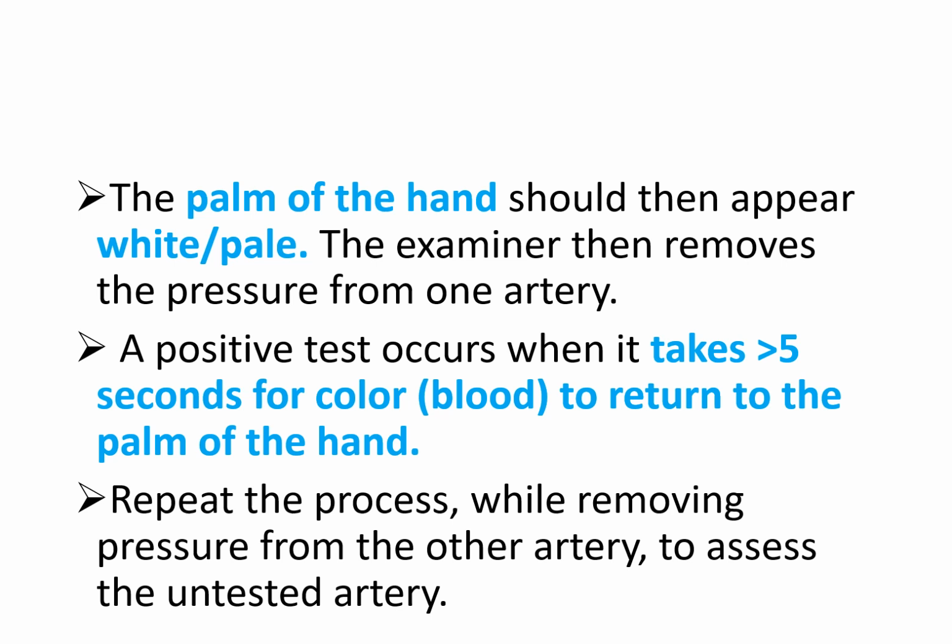And the palm of the hand should then appear white or pale. The examiner then removes the pressure from one artery, and we are seeing the positive test. We can wait for 5 to 15 seconds for the palm of the hand to return to color, and repeat the process while removing pressure from the other artery to assess the untested artery.